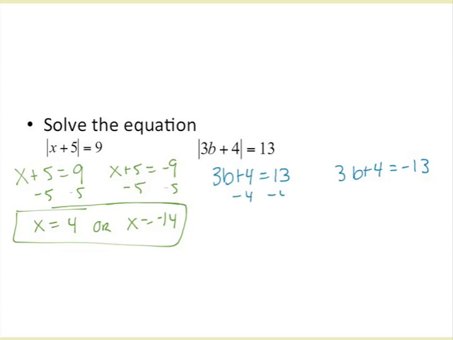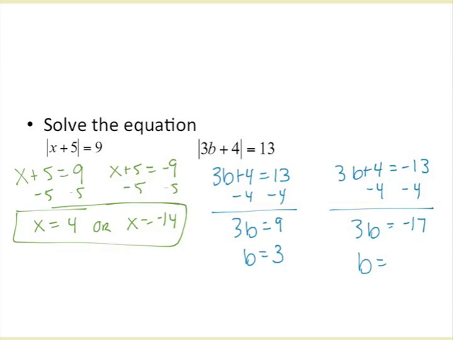In the first one, subtract 4 gives 9, and divide by 3 gives 3. In the second one, subtract 4 gives negative 17. And dividing doesn't go in evenly, so that's where I would just leave it as a fraction, which is a fine answer. But you could also turn it into negative 5 2/3. I would prefer not the decimal here because it's a repeating decimal, so fractions are really better in that case.